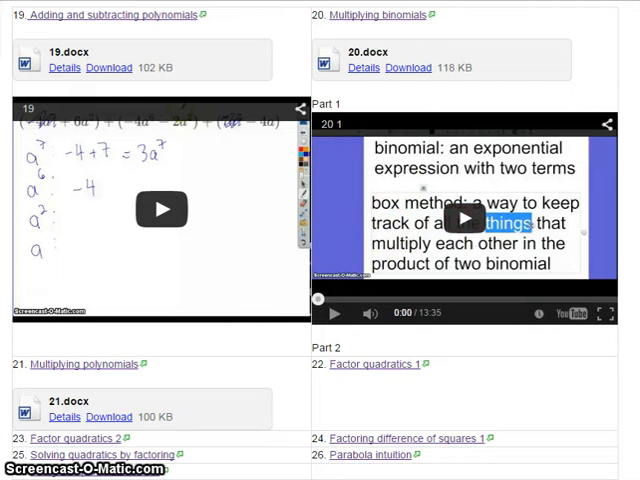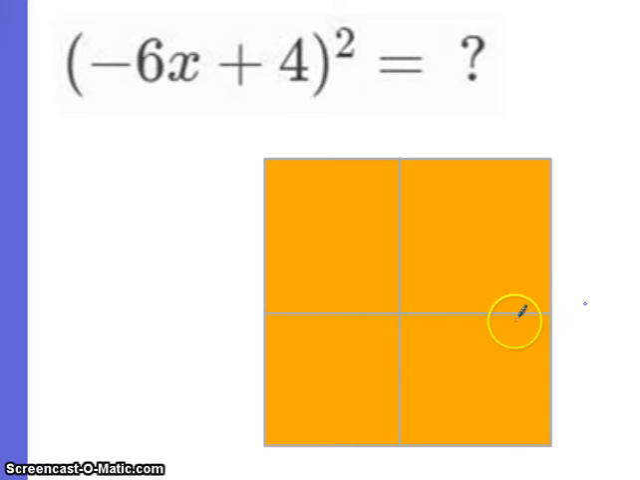And there's many methods. There's a FOIL method. I could just straight out distribute, but we use the box method. And the next two examples seem a little bit confusing. They don't seem to fit the pattern. This one is negative 6x plus 4 squared. And that means that this is multiplying itself. So all you have to do is recognize what that means.